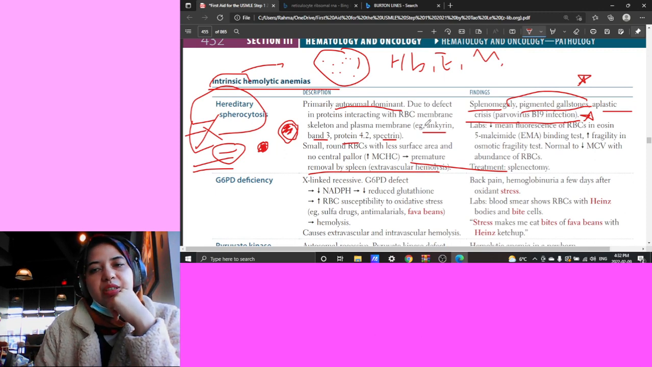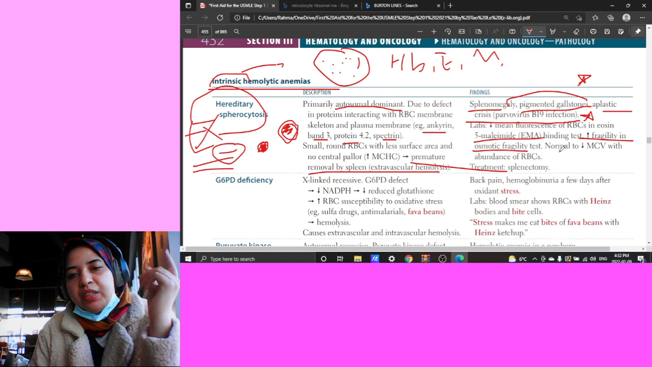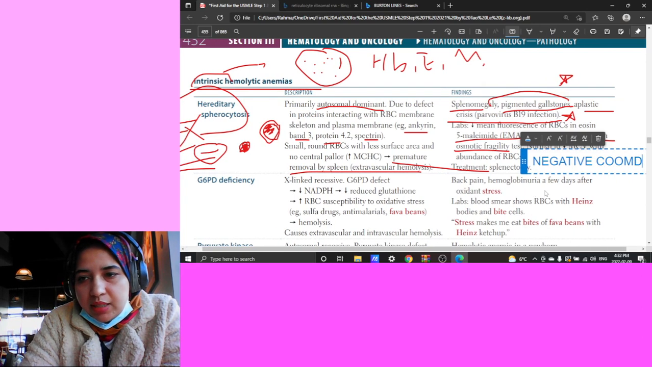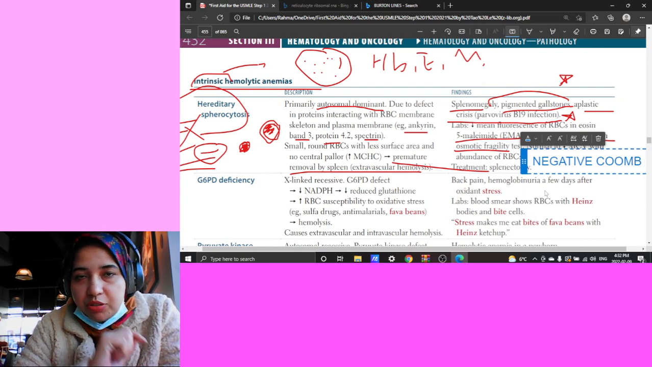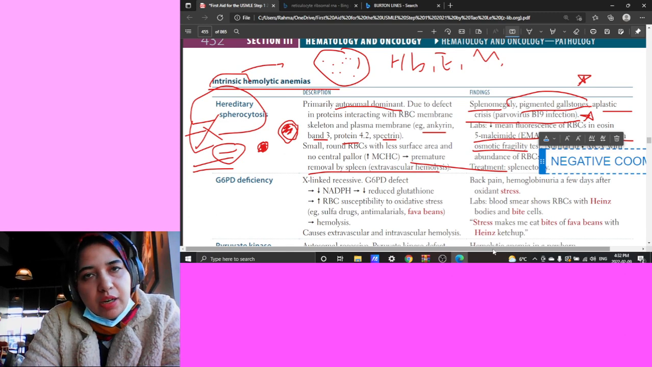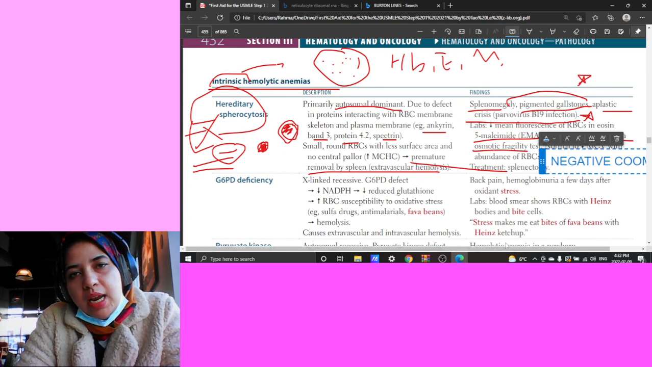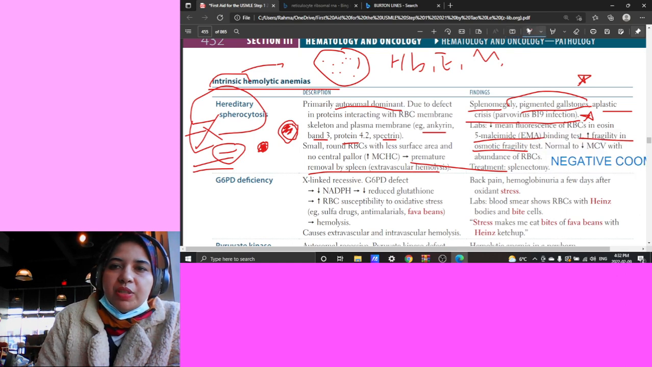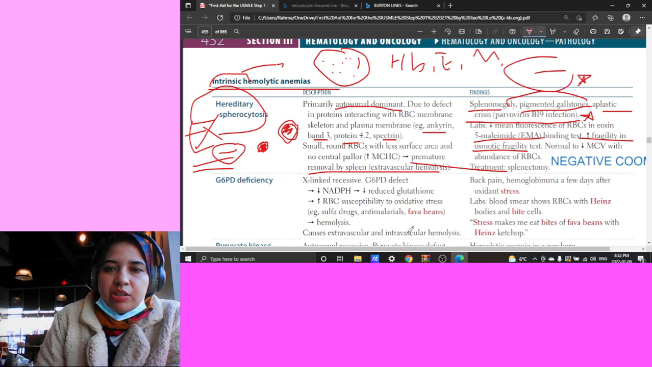You're going to have a couple of tests to figure this out. You want to see decreased immunofluorescence in RBCs on the EMA test, so you're going to have a decreased EMA binding test, increased osmotic fragility, and please don't forget, because this is always a trick question, a negative Coombs test. You have a patient with an anemia, and it's an intrinsic, extravascular anemia. You're going to have a negative Coombs test and increased osmotic fragility. We need to know that a positive Coombs test means it's autoimmune, while the negative Coombs test is going to be hereditary spherocytosis, and that is where they get tricky. So please don't make that mistake. Negative Coombs test is very important here for hereditary spherocytosis.